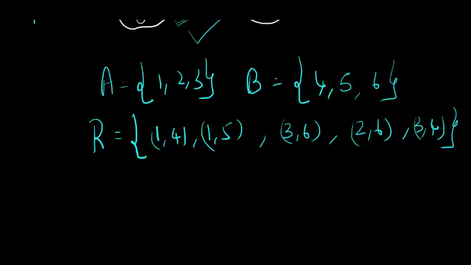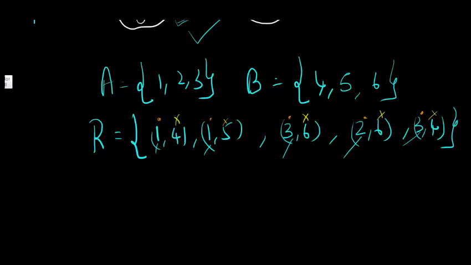So the question here is: is this a relation from A to B? If yes, why? It is a relation because the first elements of the ordered pairs are all from the first set, A. And the second elements of the ordered pairs are all from the second set, 4, 5 and 6. 4 belongs to B.